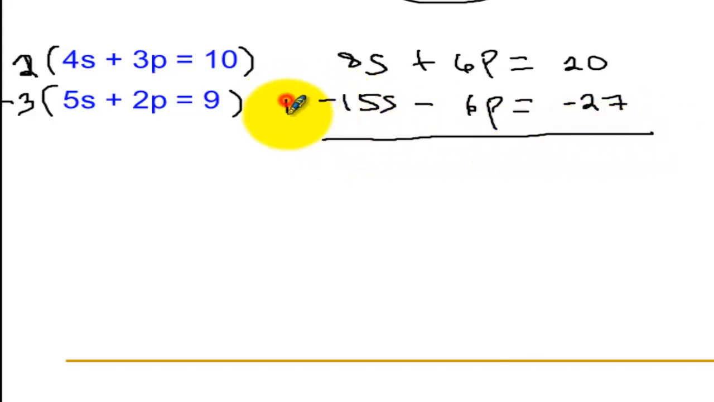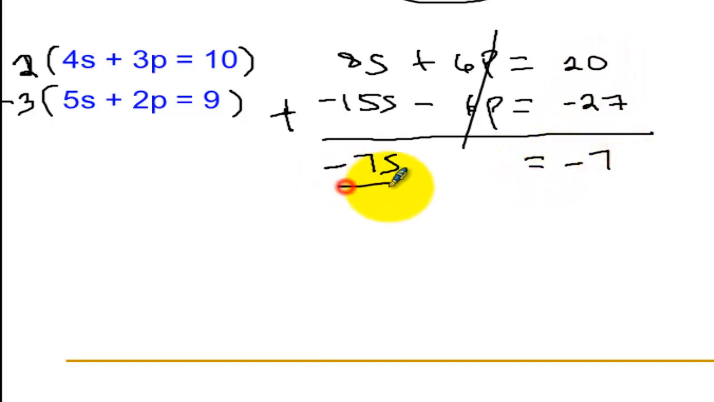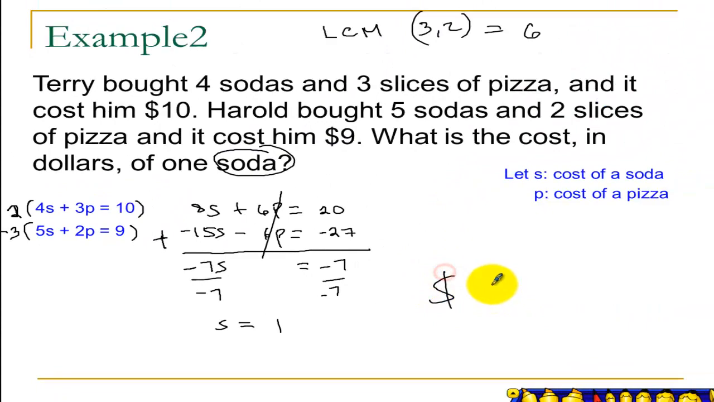Okay, let's add these two equations. 8s minus 15s is negative 7s. 6p and minus 6p will cancel out. 20 minus 27 is equal to negative 7. Divide both sides by negative 7. We are going to get s equal to 1. So the cost of one soda is equal to $1.